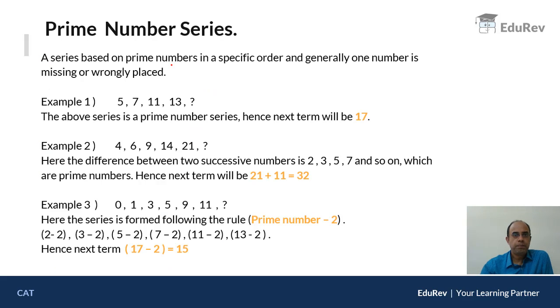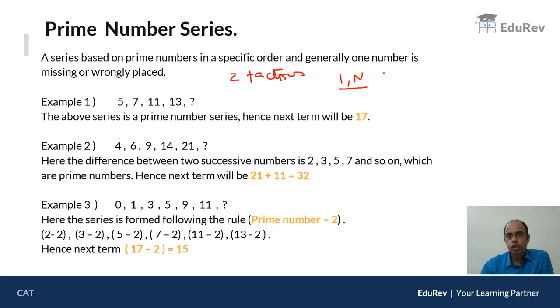Now, starting with prime number series. Before moving on, we should understand what is a prime number. A prime number is a number which has got only two factors. It has got only two factors. Or I can say a number which is divisible by only two numbers, 1 and the number itself.